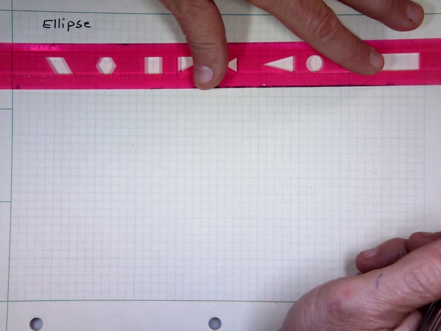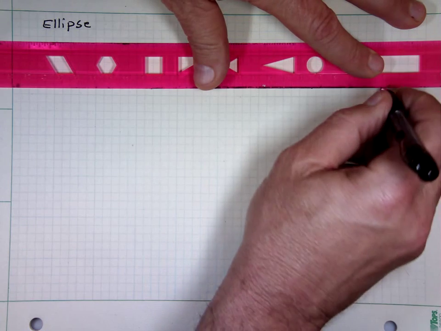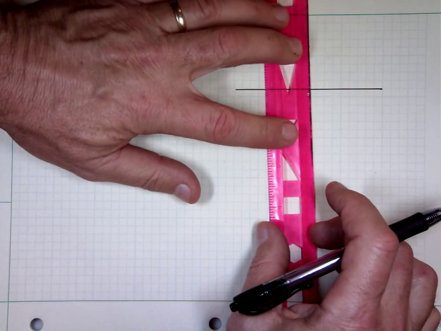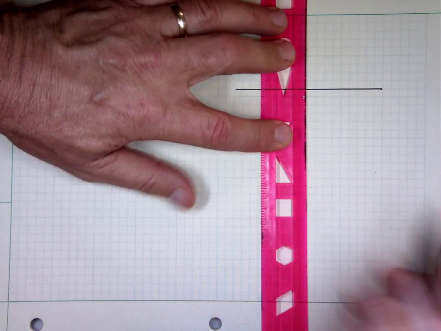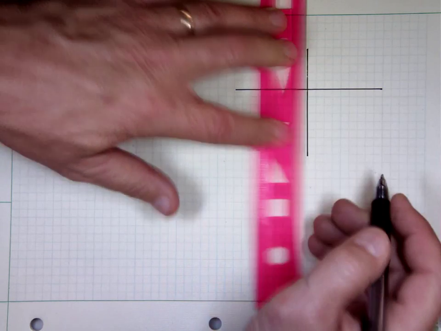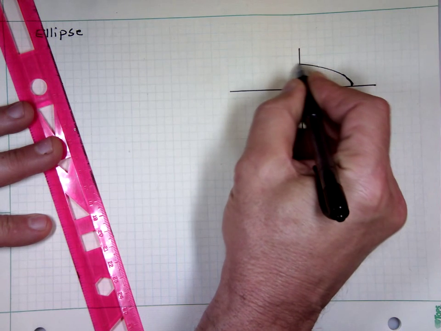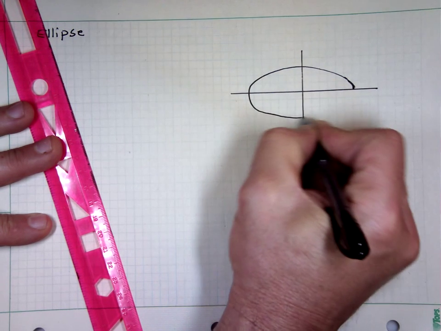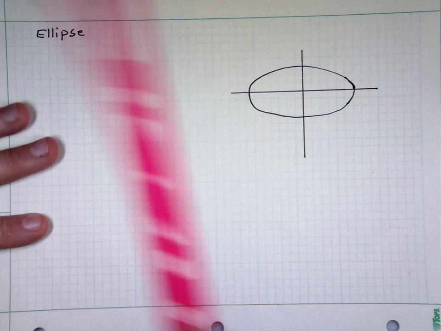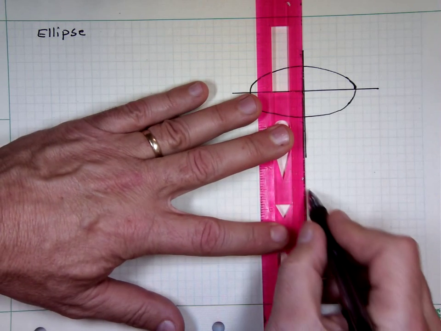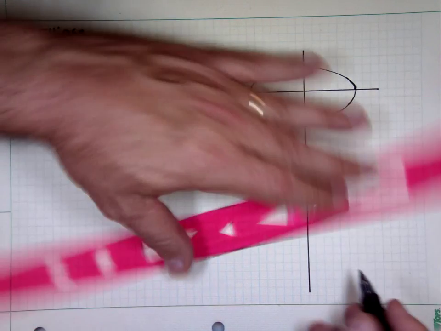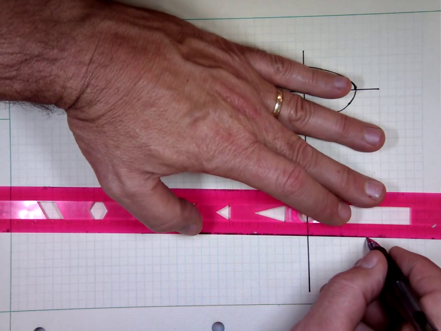It looks like an egg. So the ellipse might look something like this. It might look something like this. Or it might look up and down instead of left to right. An egg standing up.